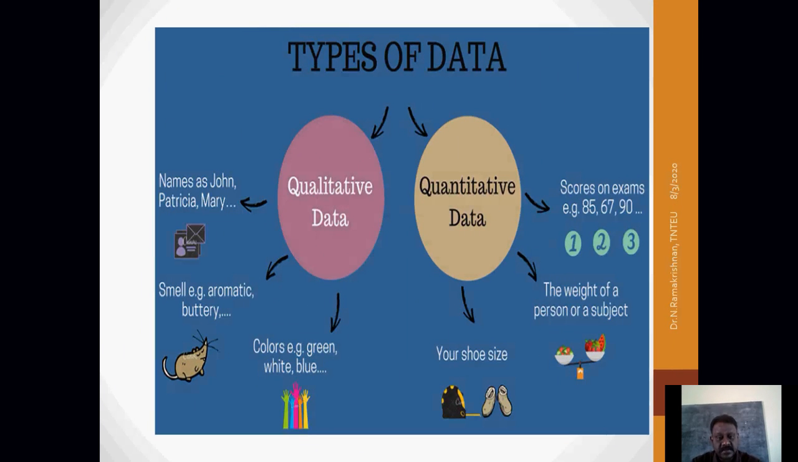Types of data. Now actually we have 2 types of data: qualitative data and quantitative data. Names, nominal scale and ordinal scale come under qualitative data. Interval scale and ratio scale come under quantitative data.